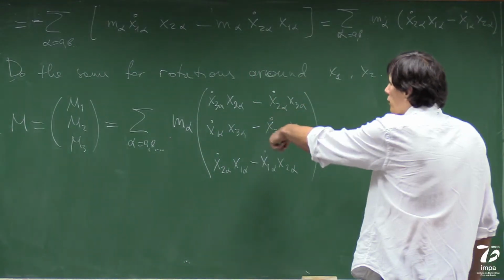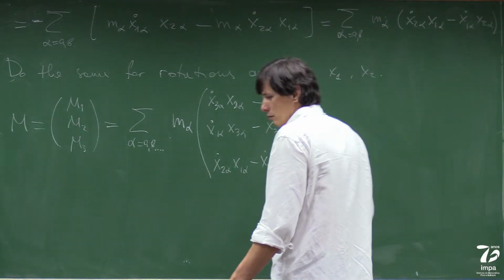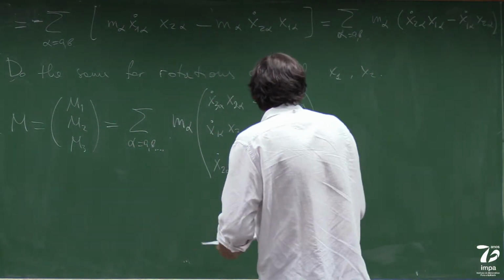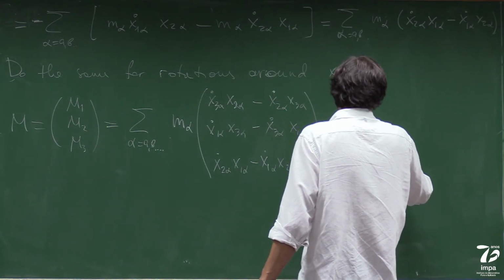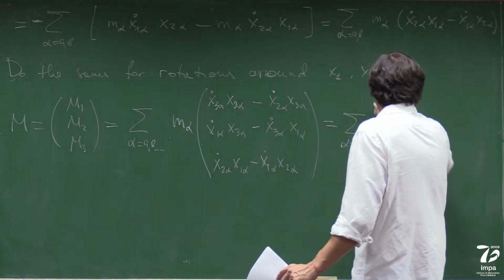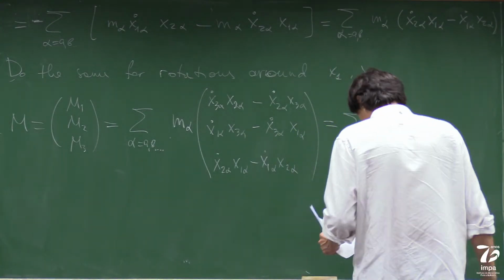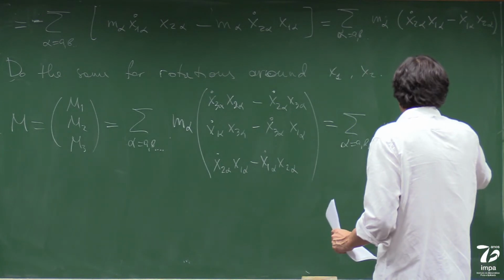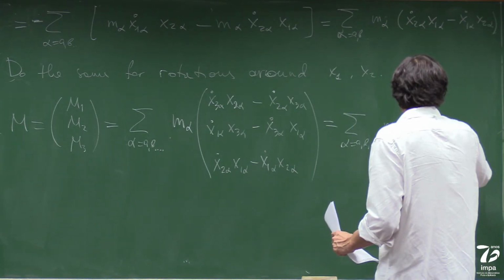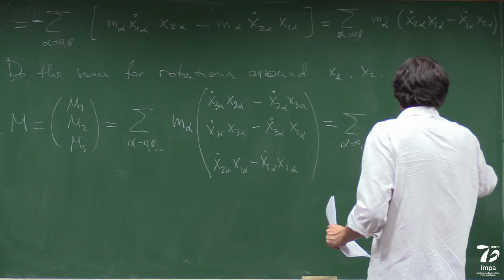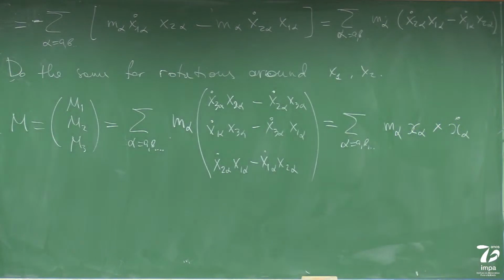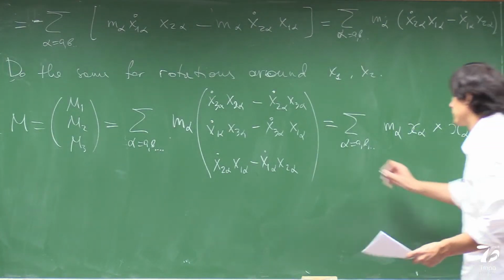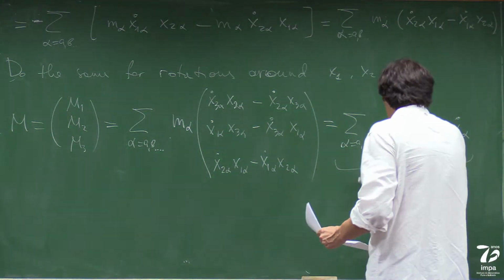And then you can recognize that this is the cross product of the two vectors. Mass by x coordinate, velocity. So this is exactly what's called linear momentum, or angular momentum.